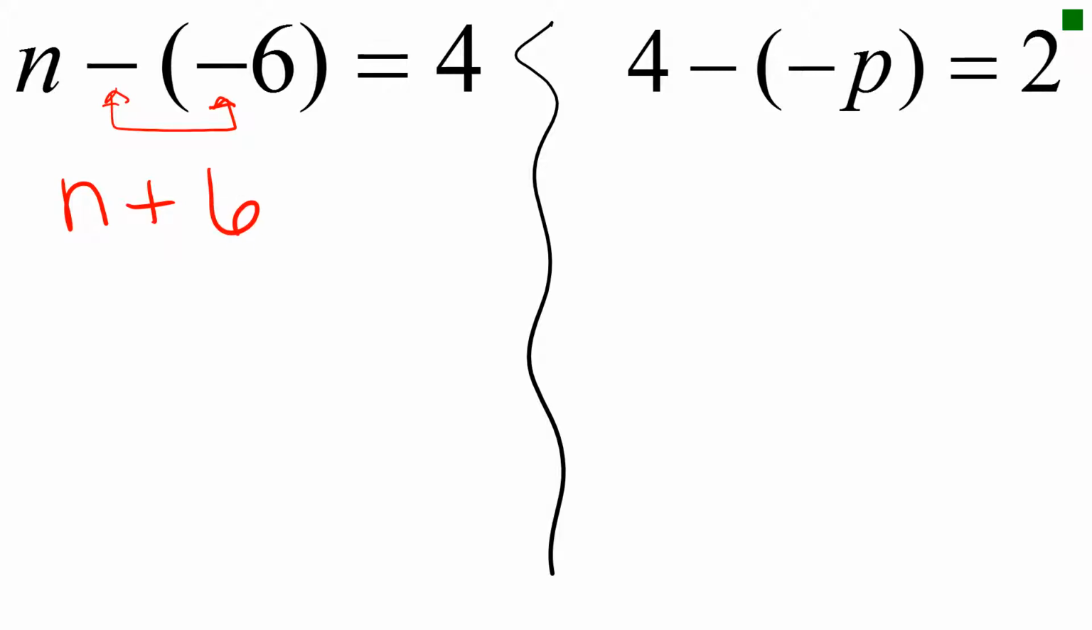We do this by the ever famous slash it and dash it. Slash that minus into a plus, slash that negative 6 into its opposite. When you do that, you have n plus 6 equals 4.